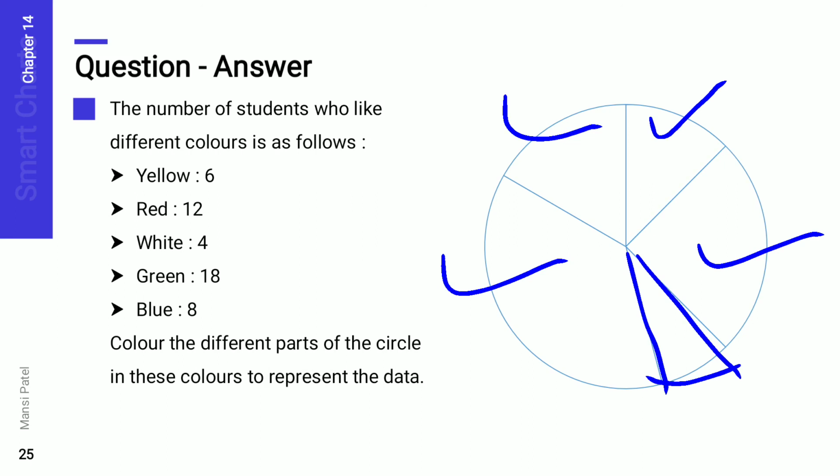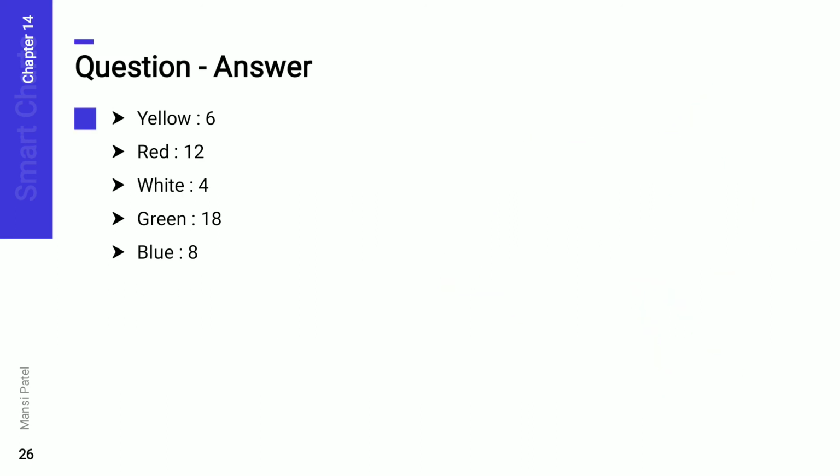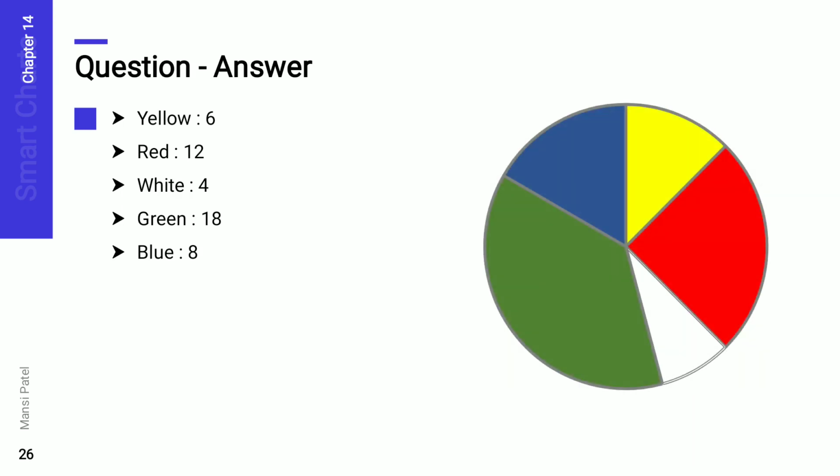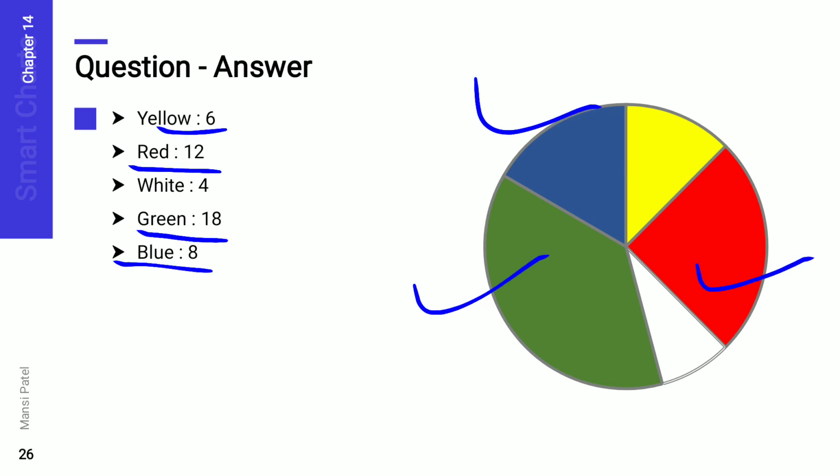Let us see whether our answer is correct or not. See here. Yes, our answer is correct. The number which is the biggest occupies the biggest portion. Then again, which one is big? This one. So this big part is occupied by red. Then blue is there. Then yellow, so this part is yellow, and the smallest part is this, which shows white.